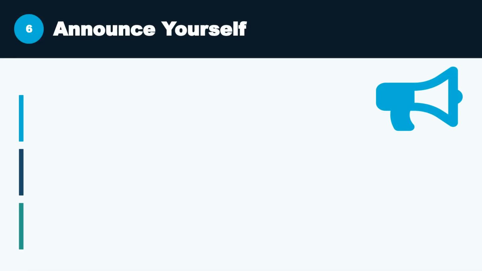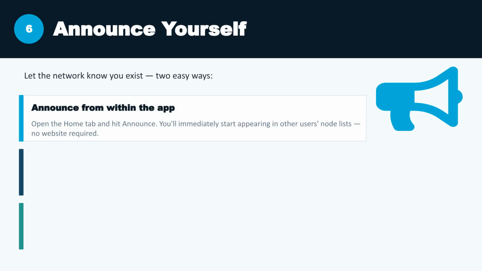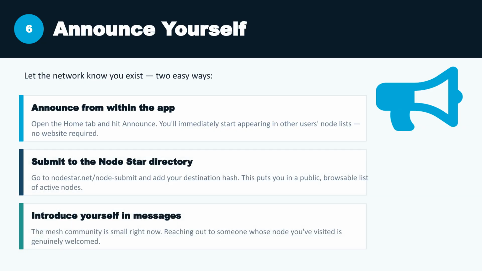To announce yourself, you can use the Home tab to appear in other users' node lists without a website. Alternatively, submit your destination hash to the nodestar directory. You can also introduce yourself in Messages.